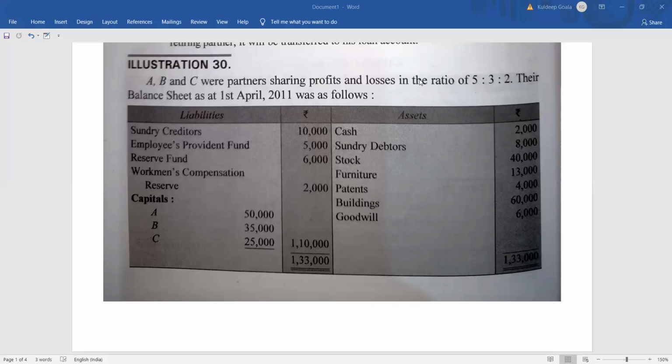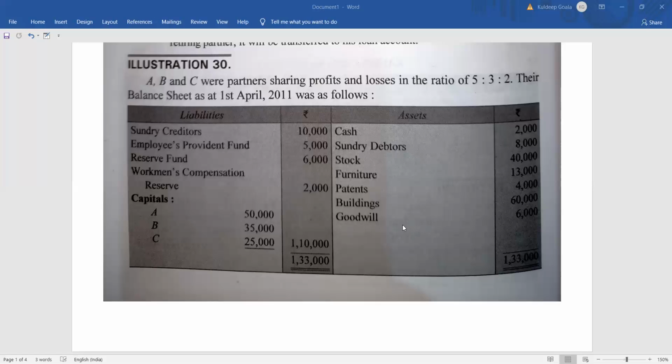So we are getting three adjustments from here. One is the reserve fund, the other is the workman compensation reserve. Obviously you have to see what compensation is required, or whether there is any compensation or not, and accordingly we will do it. You are aware of those things. If you have forgotten, please watch the video prepared on workman compensation reserve. Then the next thing is goodwill, which will also be written off.